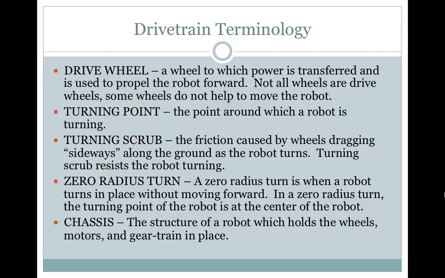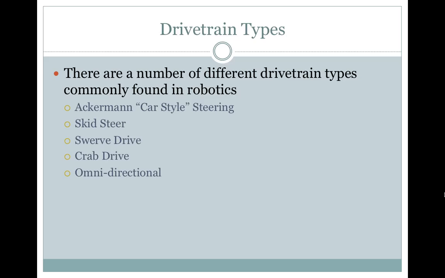Chassis. The structure of a robot which holds the wheels, motors, and gear train in place. Drivetrain types. There are a number of different drivetrain types commonly found in robotics: Ackerman or car-style steering, skid steering, swerve drive, crab drive, or omnidirectional.